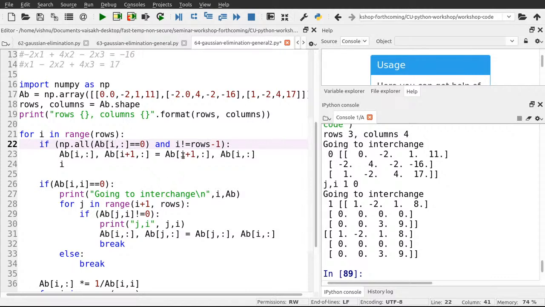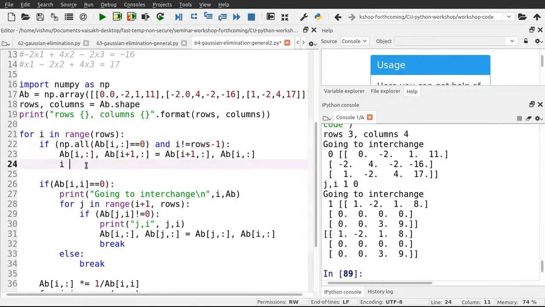So the logic is here. If you are the last row and everything is zero, there is no need to do anything else. Just stop. Okay, so go down and break if you are not finding anything. That's it. So if you are not at the last row, then try to interchange and reduce the I to recheck that by reducing the value of I by 1.